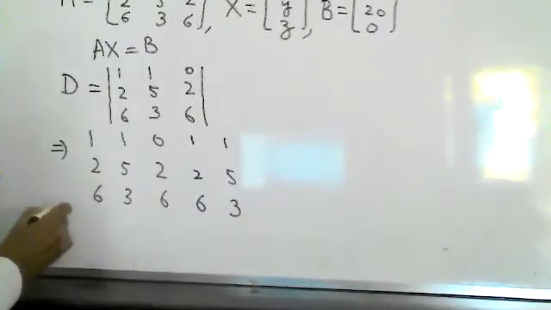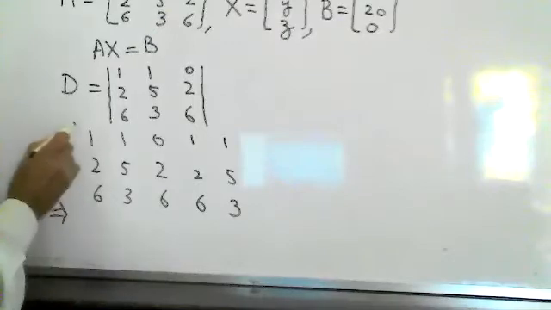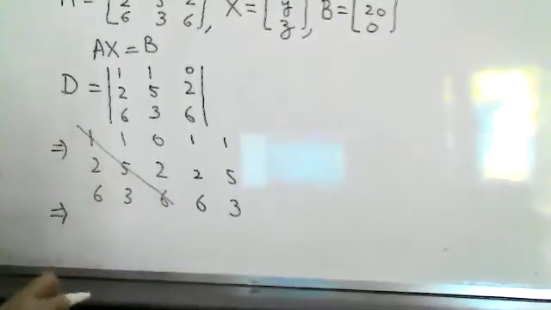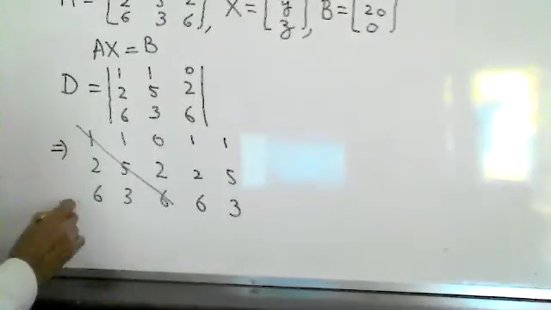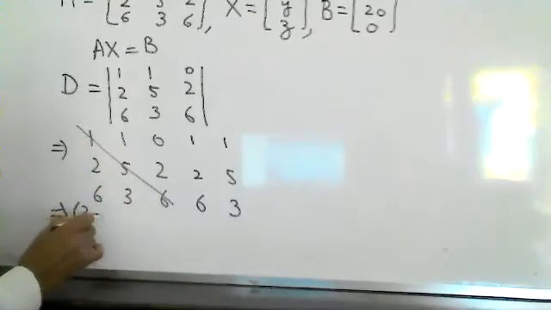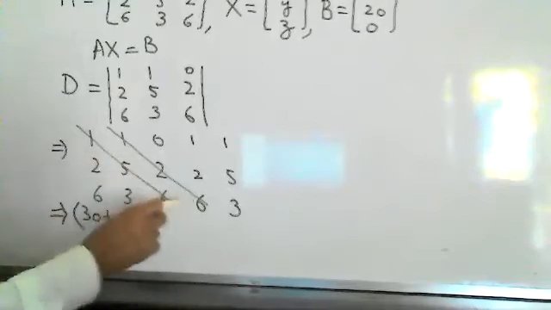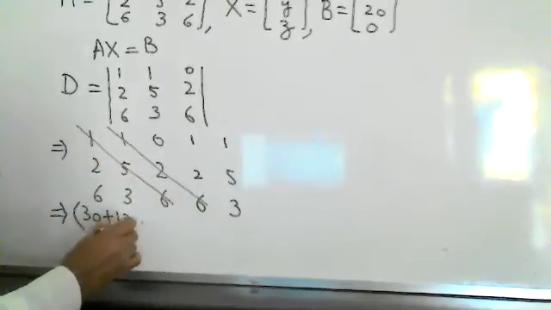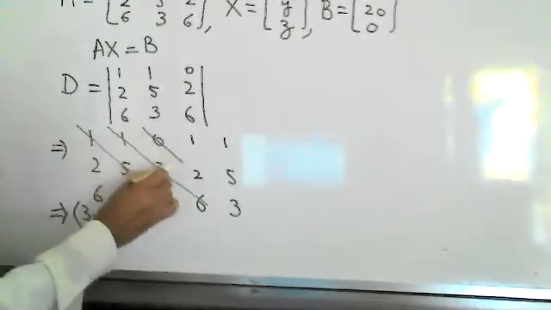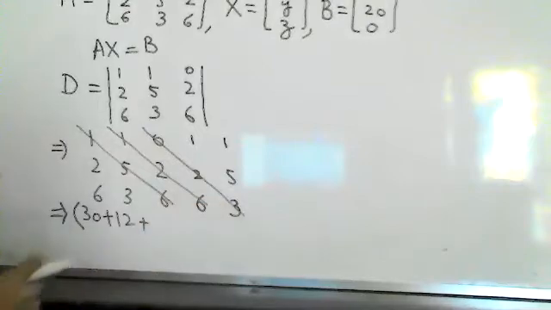First, the primary diagonals will be multiplied. 1 into 5 into 6 will be 30. Then plus, second, 1 into 2 into 6 will be 12. Plus, third, 0 into 2 into 3 will be 0.